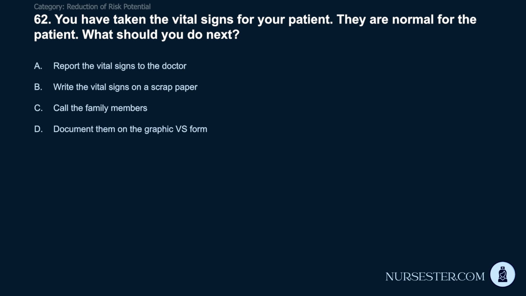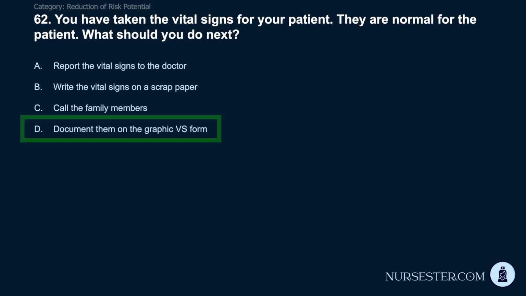62. You have taken the vital signs for your patient. They are normal for the patient. What should you do next? A. Report the vital signs to the doctor. B. Write the vital signs on a scrap paper. C. Call the family members. D. Document them on the graphic VS form.